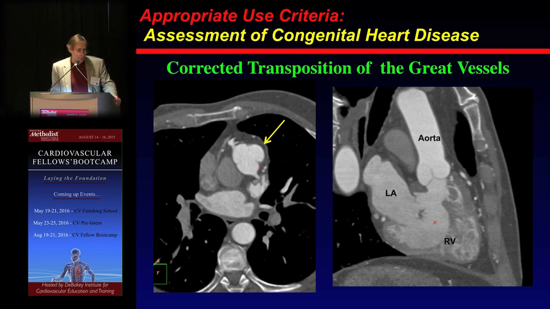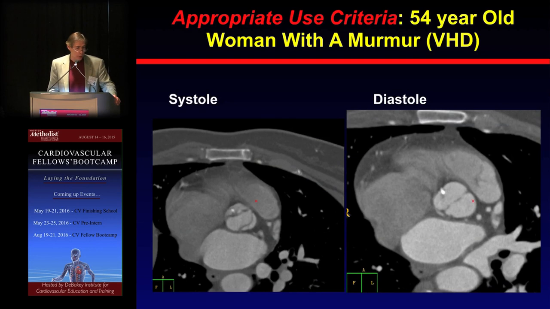And we commonly do CT in patients with complicated congenital heart disease to find out the structural relationships very nicely with the use of this technique. We can also look at valves. This is a patient who actually had a bicuspid valve. You can see this is a two-leaflet valve. This is in diastole. This is in systole.